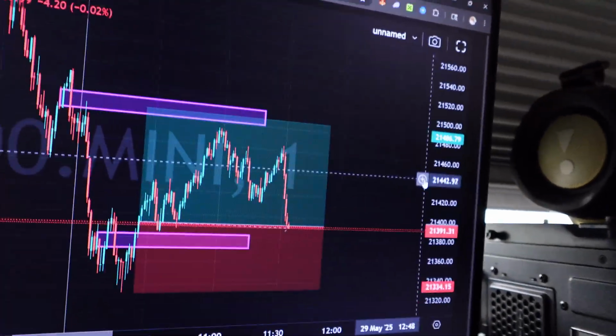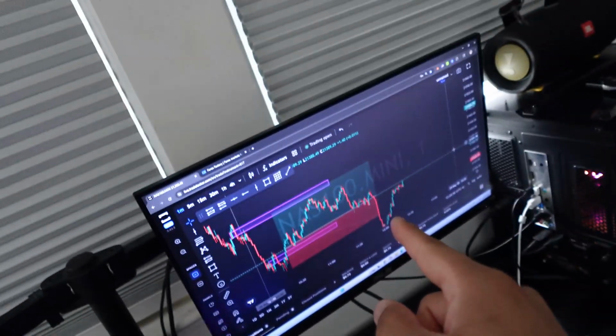Oh, that sucks. But all right, so the trading session is over. We ended up taking an L on the stop loss right there. As you guys can see, we took a quick L. Not quick, that took like an hour to do.